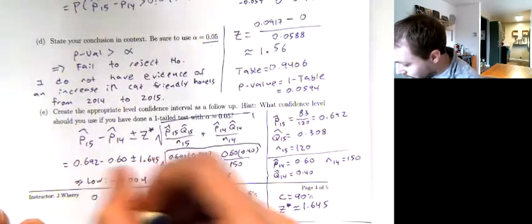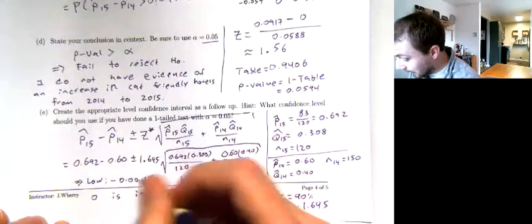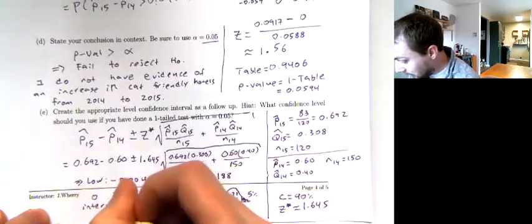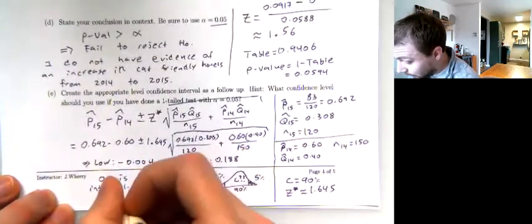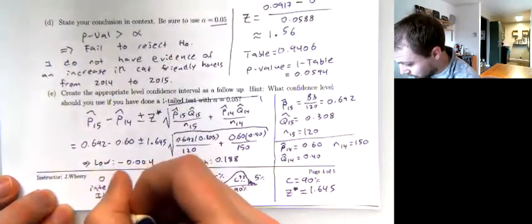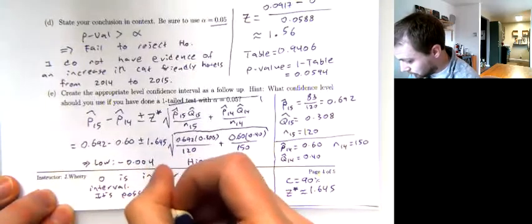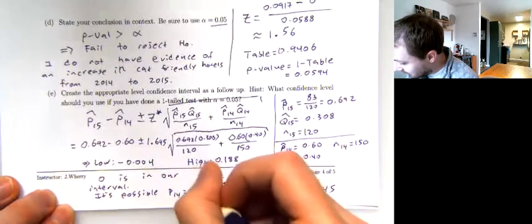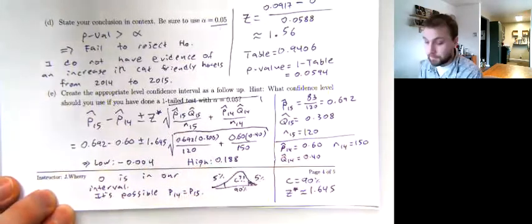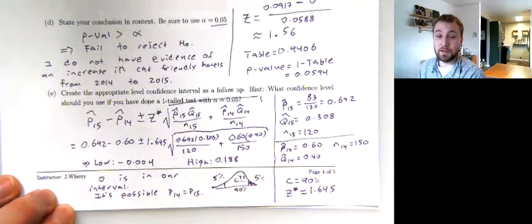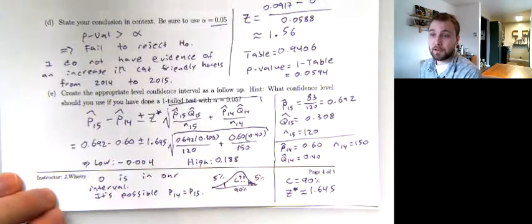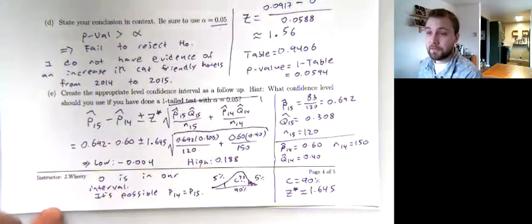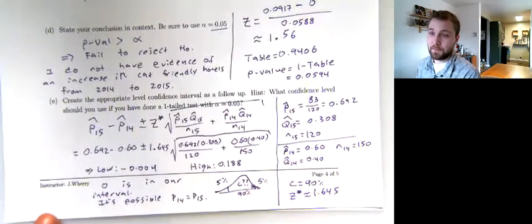So 0 is in our interval because I have a negative and a positive. So this tells me that perhaps it's possible that my success rate for 2014 is the same as my success rate for 2015. In other words, I think my results here are inconclusive. I do not have evidence of an increase from the year 2014 to the year 2015.